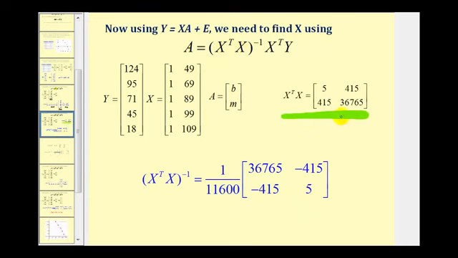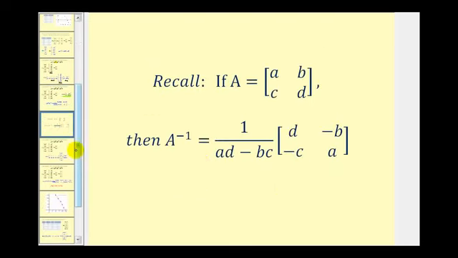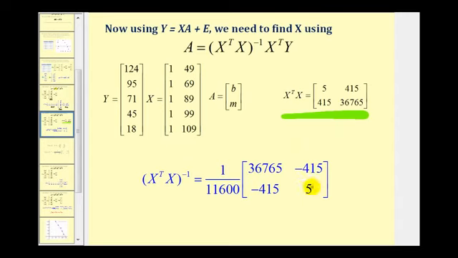Because this product is a 2 by 2 matrix, remember we can take the shortcut or use this formula here to find the inverse of our matrix, which again I've already done here. So for the next step, we want to find the product of the transpose of matrix X and matrix Y.